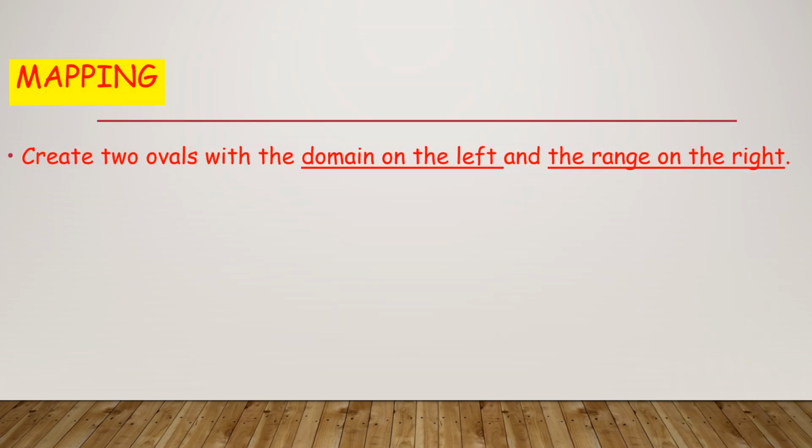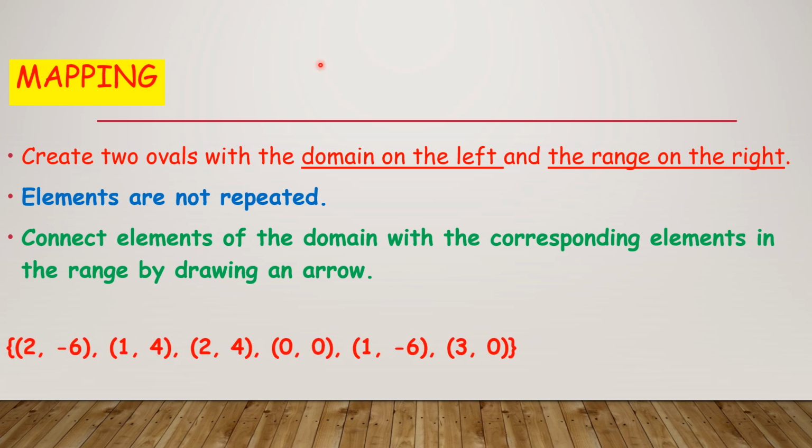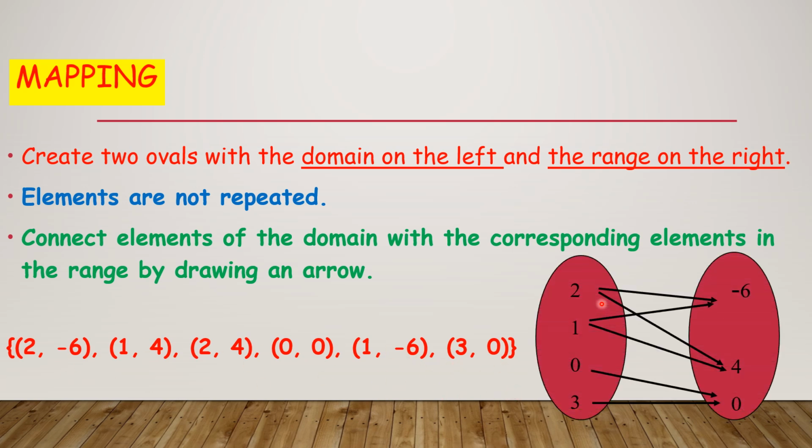Mapping diagram. Now to create a mapping diagram, you create two ovals with the domain on the left and the range on the right. Elements are not repeated. Connect elements of the domain with the corresponding elements in the range by drawing an arrow. You're going to see this soon. So we have these sets of ordered pairs, or the coordinates, and we're going to put them into a mapping diagram. So you will notice we have our two ovals.